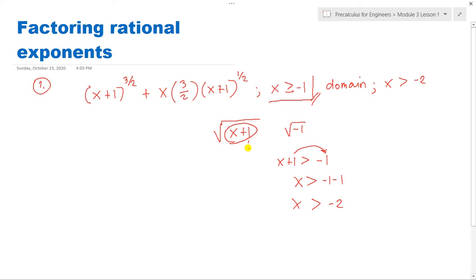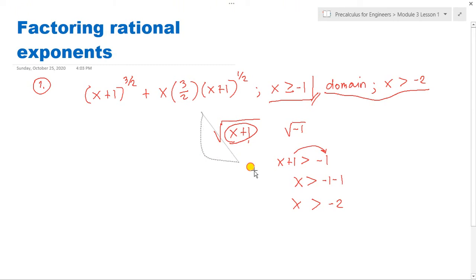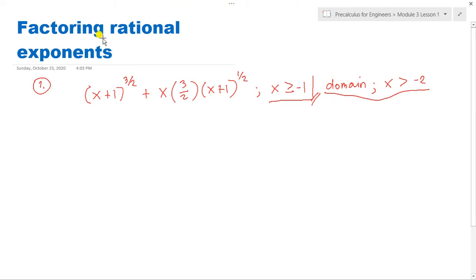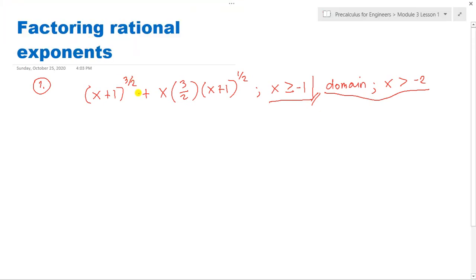So, what about negative 1? Negative 1 plus 1 is 0, and the square root of 0 is a real number, which is 0. So this is the condition: our domain must be x greater than negative 2. Now, back to the lesson. This is just to show you the condition we should avoid in our expression. But anyway, the goal here is to factor out expressions involving rational exponents.